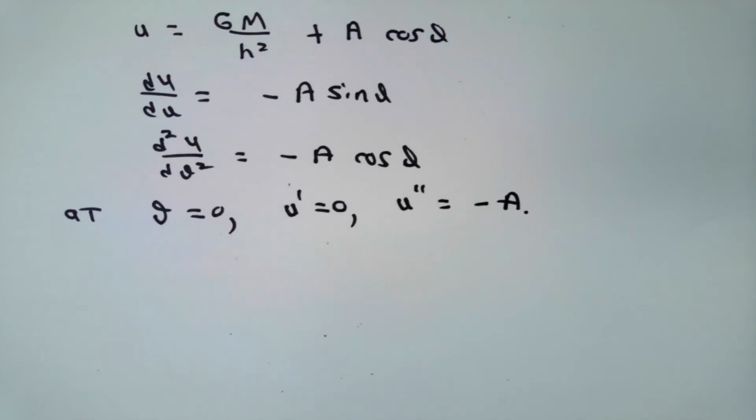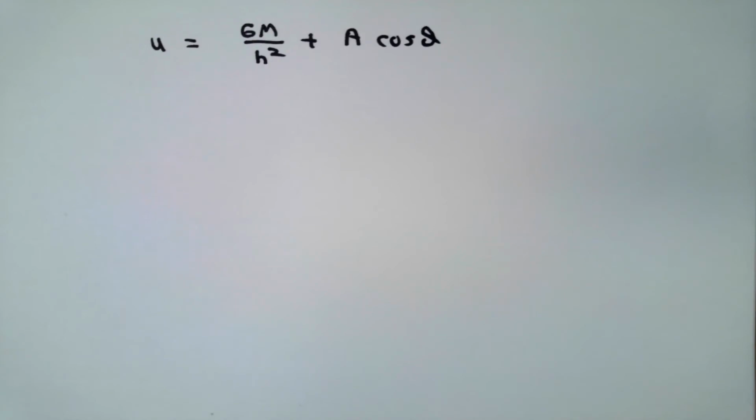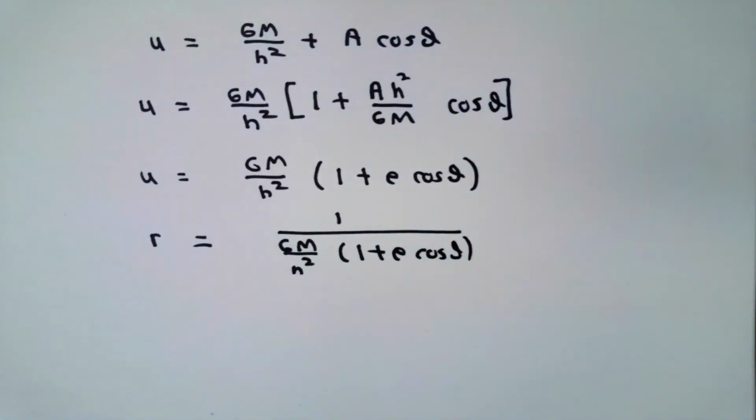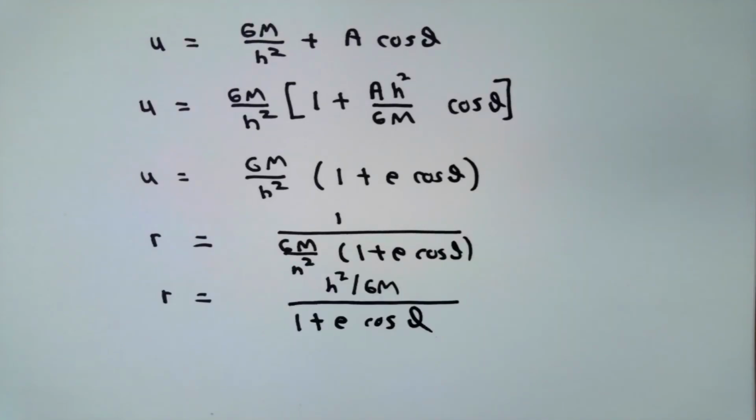In our u solution, I'm going to make up a name for the constant a times h squared over GM. I'm going to call it e. Since u and r are reciprocals of each other, I can write that last formula in terms of r, and then using properties of fractions, and calling the constant upstairs capital F as we have done before.